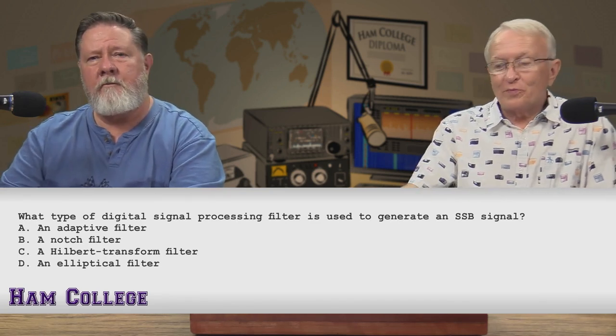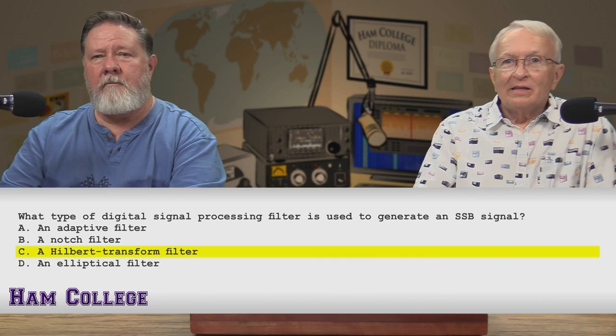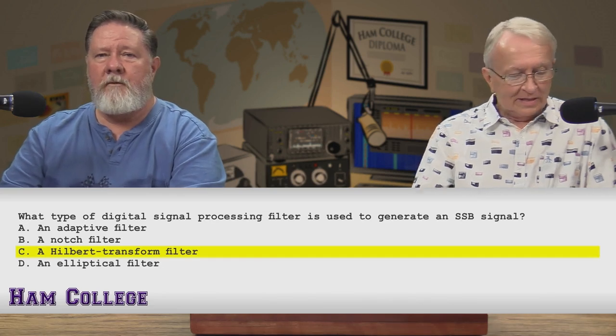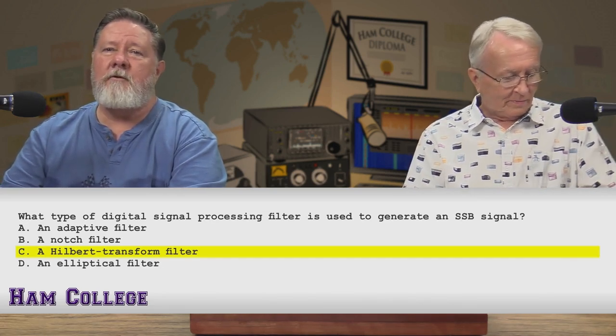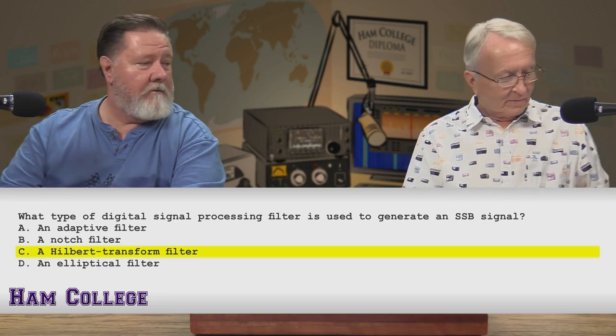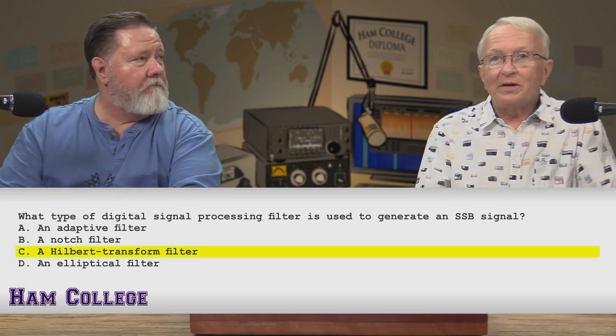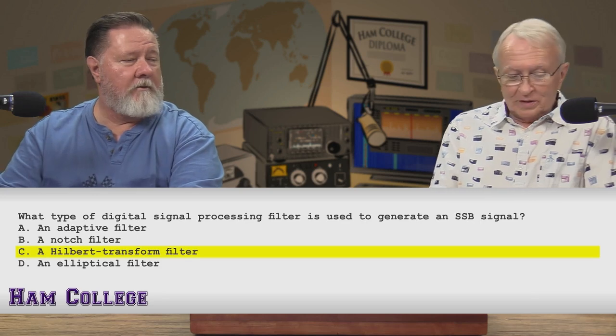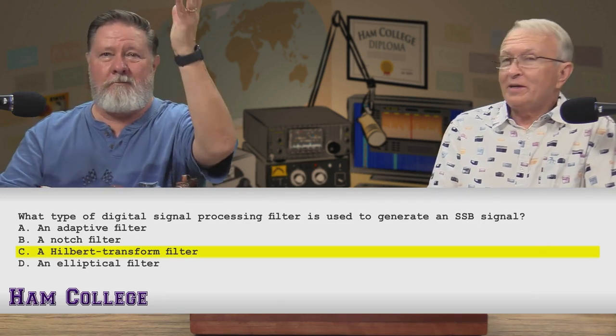It's a Hilbert transform filter. Actually... Well, I knew good and well it wasn't A or B. What if I just happen to have something on a Hilbert transform right here?